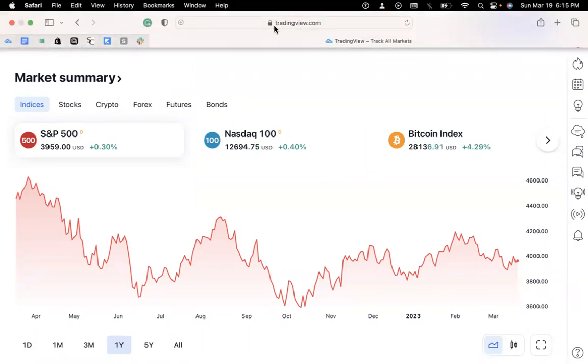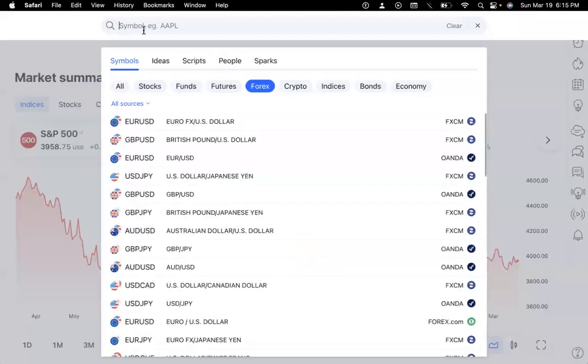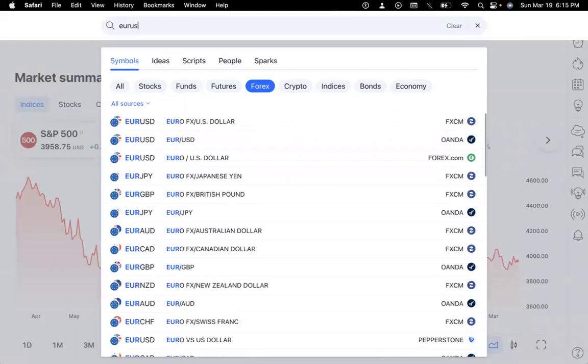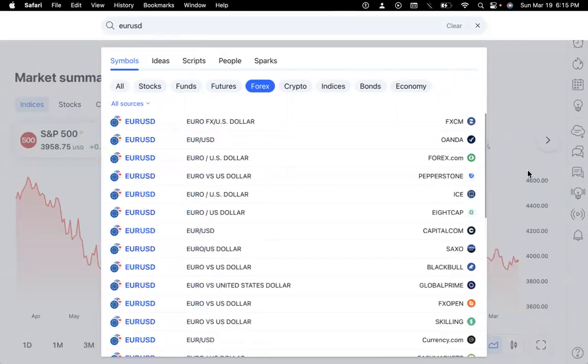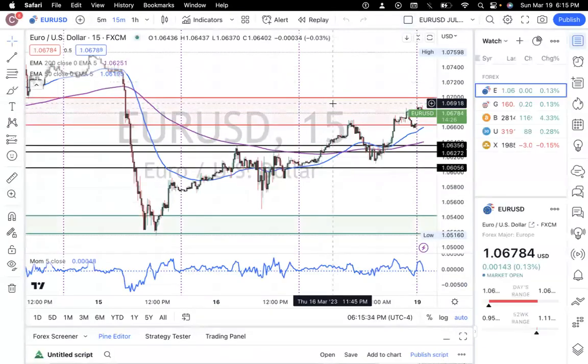So to access Tradingview, you just go to tradingview.com. And when you get here, this is going to be the first screen that you see. Typically, when we are on this screen, the only thing we're trying to do is get to the currency pair or whatever asset that we're trading for the day. So I would usually just click the search bar, click Euro USD, and then click here and launch chart. And it would take us directly into our chart.